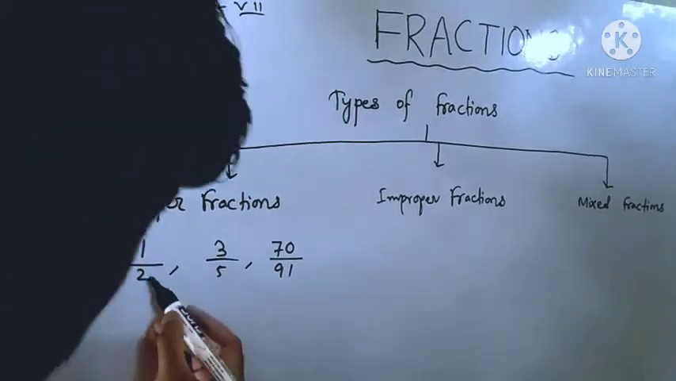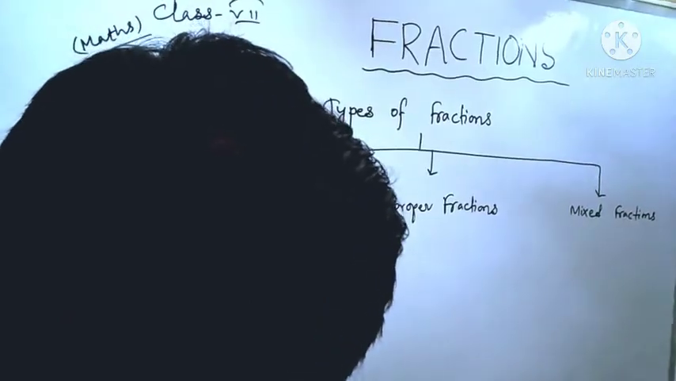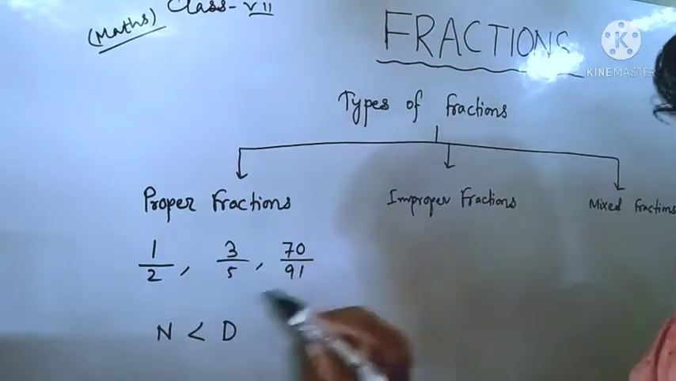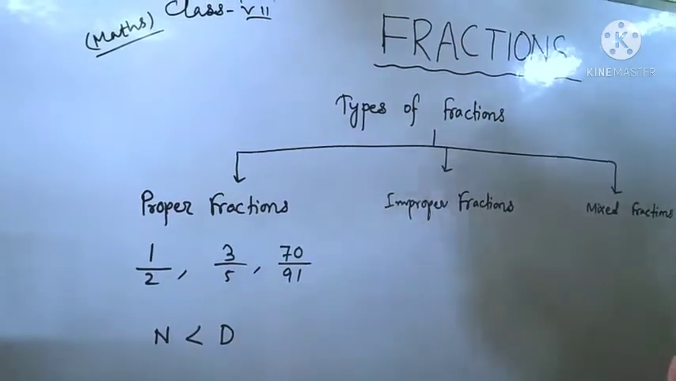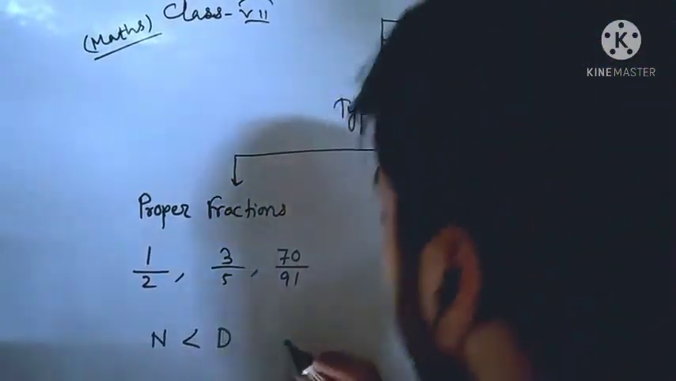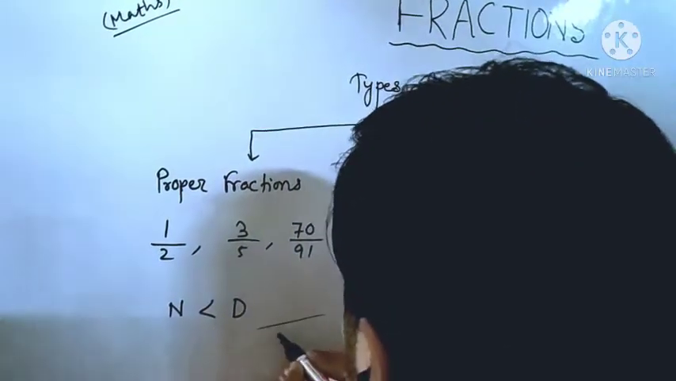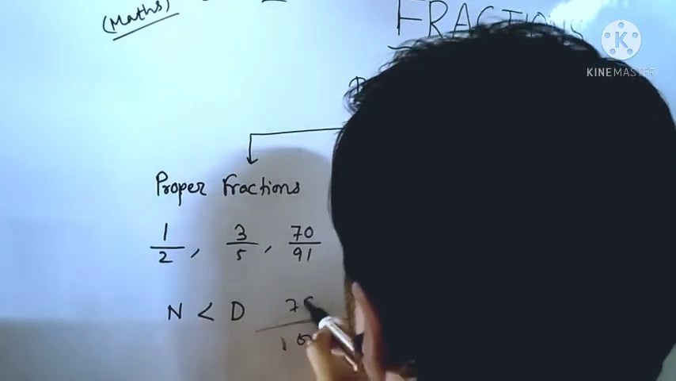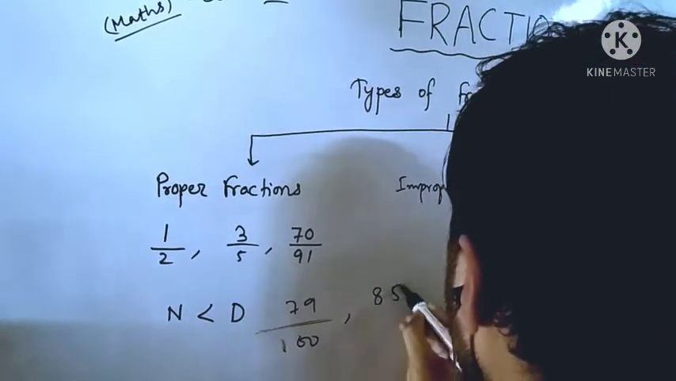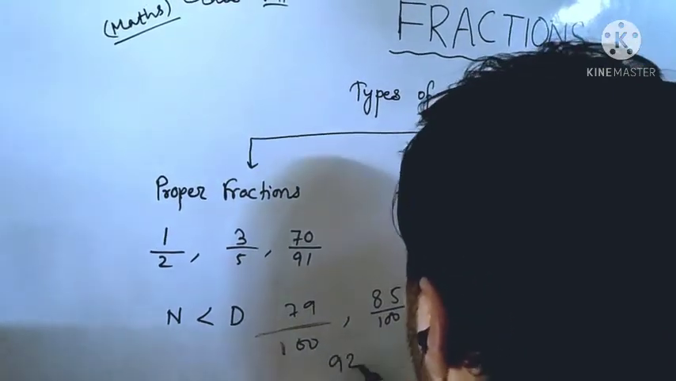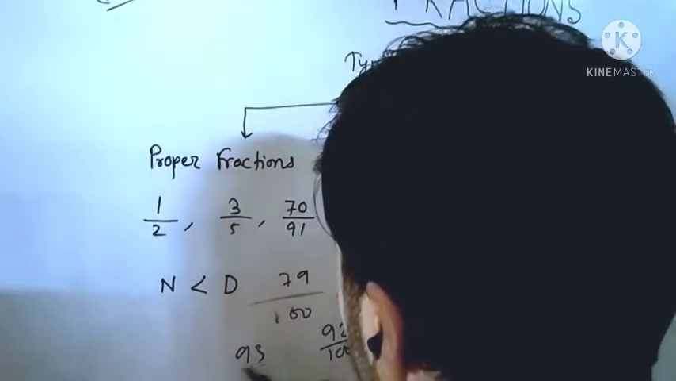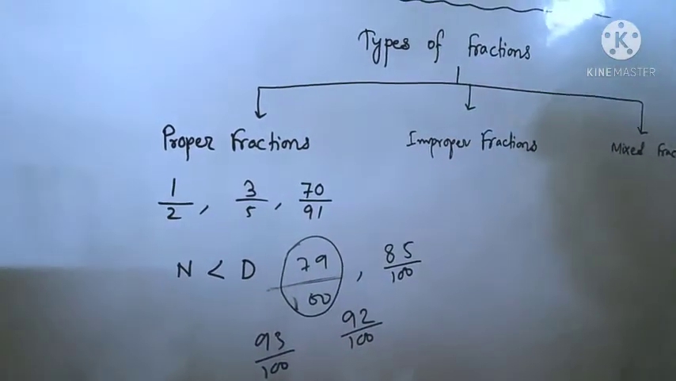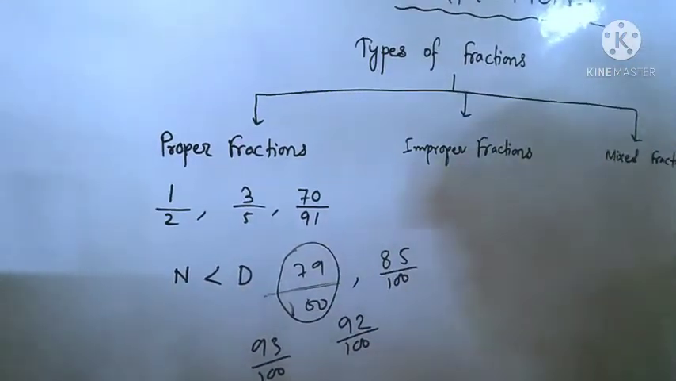That is, the numerator is less than the denominator. If the numerator is less than the denominator, then this type of fraction is called a proper fraction. Like out of 100 you got 79, or you got 85, or you got 92, or you got 93, okay, by 100. This type of numbers you got. Out of 100 you got 93.